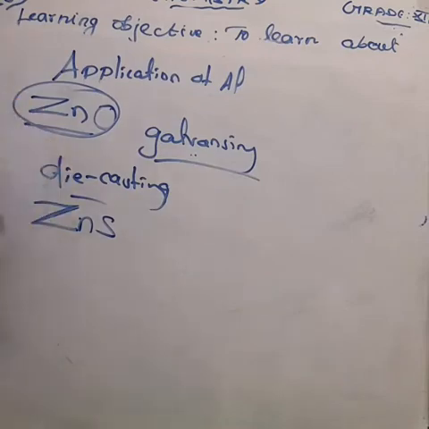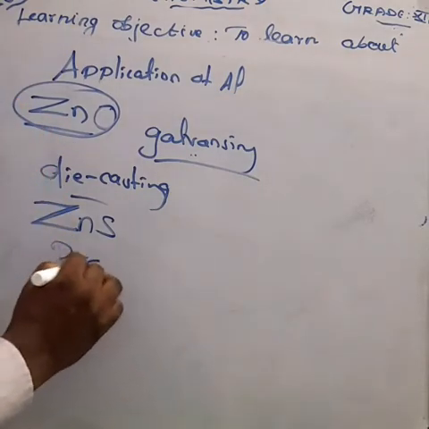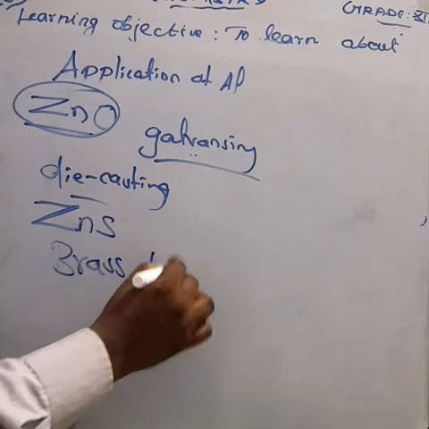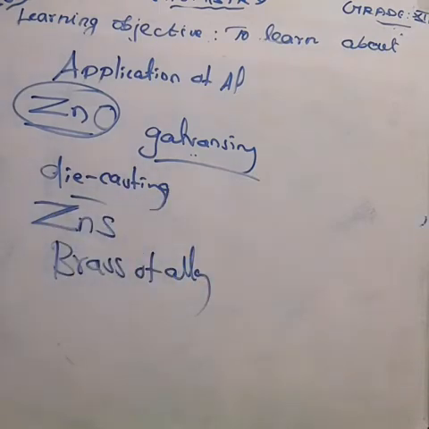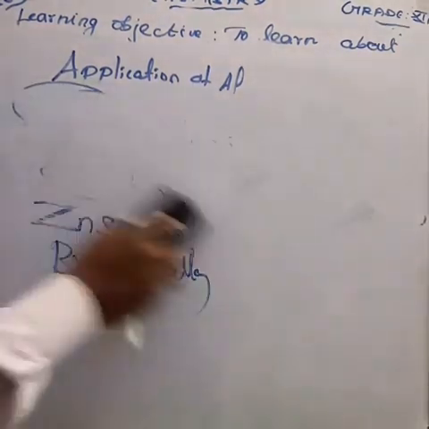Next, about the brass alloy. Brass alloy is used for water valves and communication equipments, and also it is highly resistant to corrosion. These are all the applications of zinc. Am I right? Next, about the applications of iron.